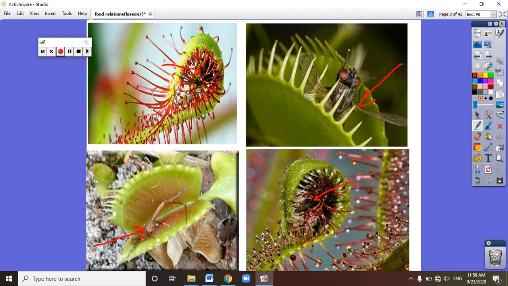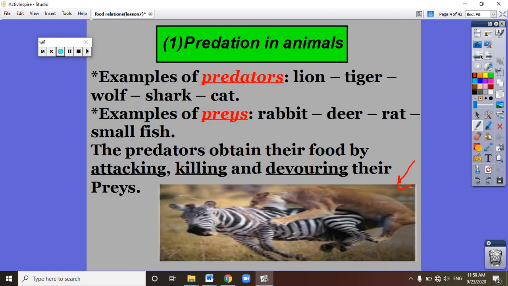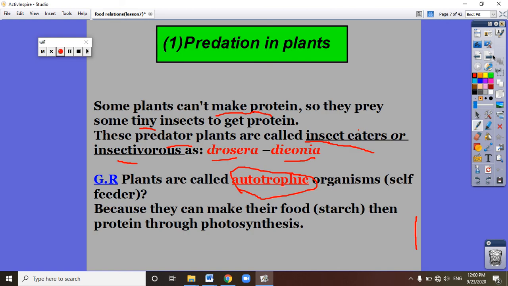Okay, when they attack and devour the insect, they put a digestive juice on it. This juice digests the insect, and the plant absorbs the digested insect and gets the protein that the plant needs. So we identify predation in animals, and we also identify predation in plants, which are called insect eaters, or insectivores. Two examples of them are Drosera and Dionaea.